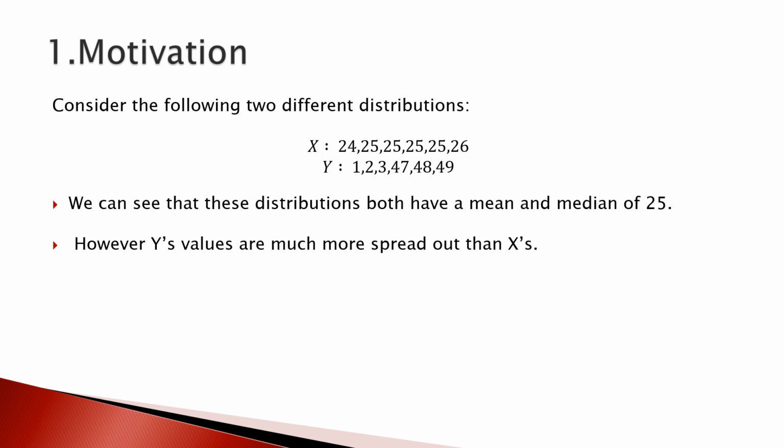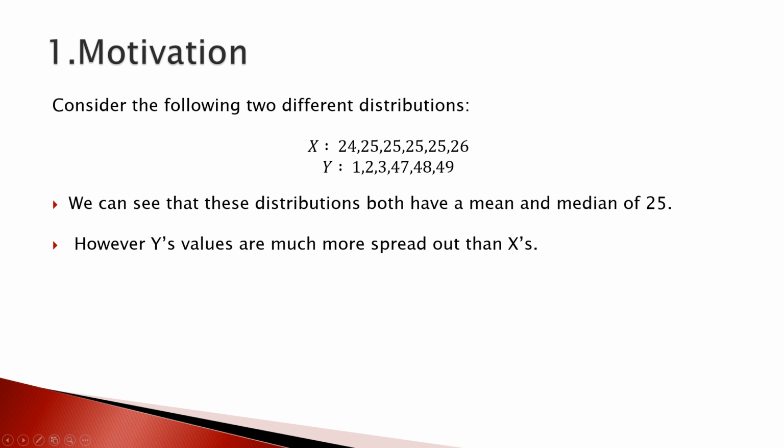Okay. Now here's the motivation. Assume that we have two different data sets. In X we have numbers which are accumulated around 25, and in Y we have numbers which are more spread out than X. Okay, so we can see that we have 1, 2, 3 here, and then suddenly we jump to 47, 48, etc. Okay, so both of them have the same mean, 25. Okay, so you can compute them.